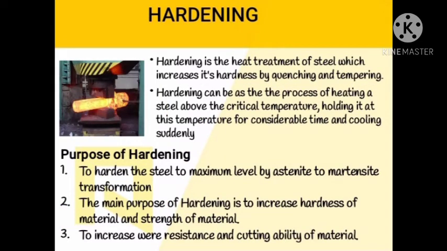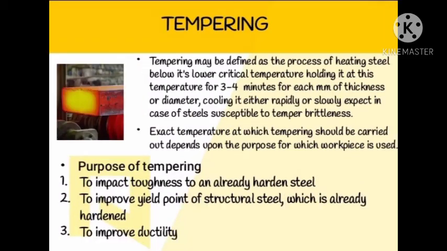Hardening. Hardening is the heat treatment of steel which increases its hardness by quenching and tempering. Hardening can be defined as the process of heating a steel above the critical temperature, holding it at this temperature for considerable time and cooling suddenly. Purpose of hardening: to harden the steel to maximum level by austenite to martensite transformation. The main purpose of hardening is to increase hardness and strength of the material. And we use hardening to increase wear resistance and cutting ability of the material.